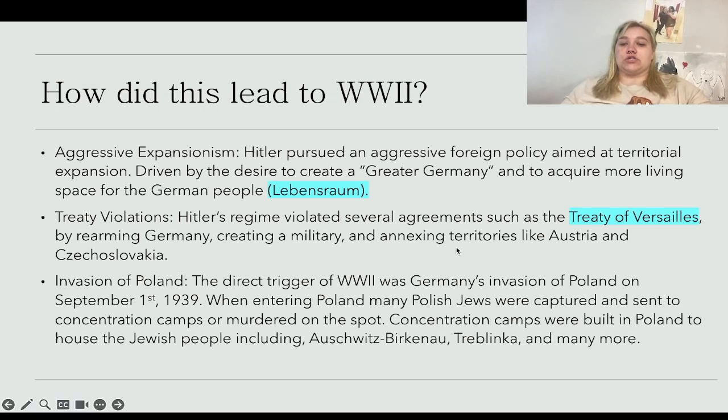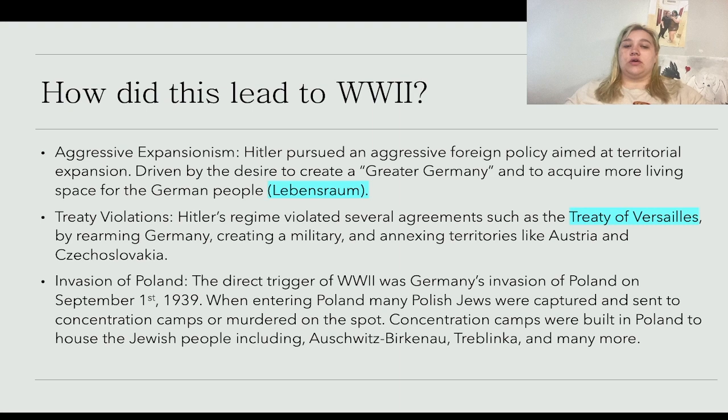We have treaty violations. Hitler's regime violated several agreements, such as the Treaty of Versailles. He rearmed Germany, created a military, and annexed territories like Austria and Czechoslovakia, which went against our earlier talked about Treaty of Versailles agreements.